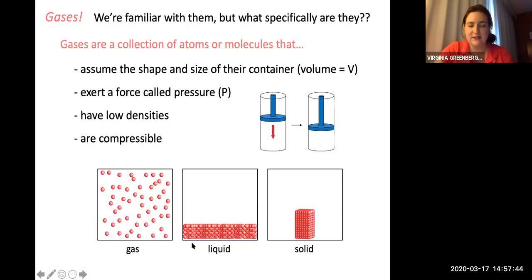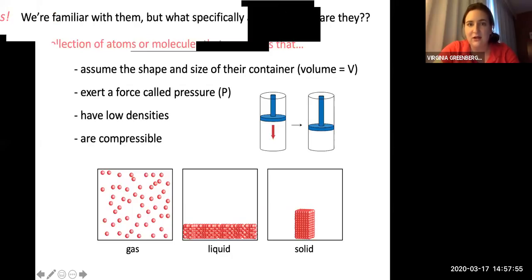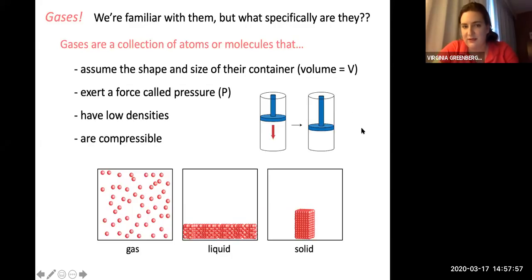And here we can see liquids, where they will kind of take the shape of the container that they're in, but not completely fill them. And then we have solids, which take their own rigid shape within the container and are very dense.